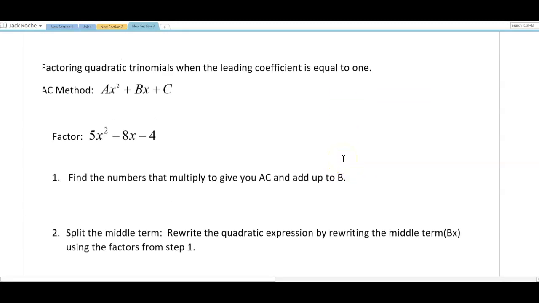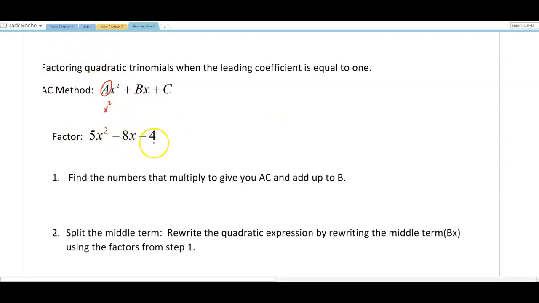So one common thing is when we factored back in the day, the number in front of x squared was just 1, or basically you just saw x squared. But what happens now if you put a number in front of x squared? What happens is you can't get away with just writing x and x, because x times x is x squared, and I need to make sure I get 5x squared when I multiply these together. So what we use is a process called the AC method.